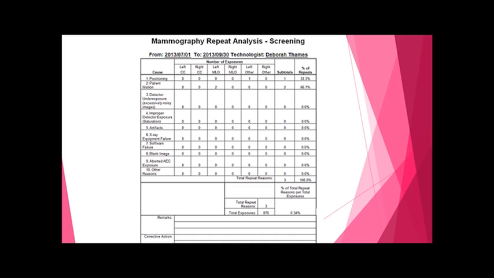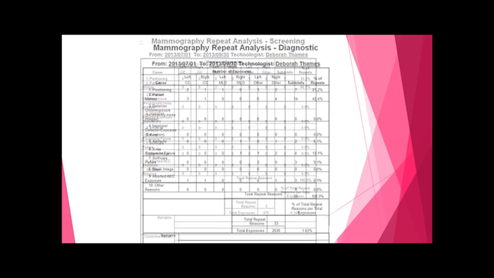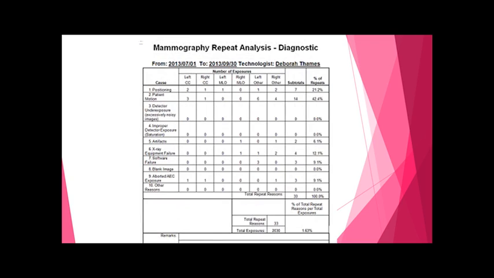Out of 876 total exposures in screening mammograms in 3 months, you could see my repeat rate is 0.34. I've done it a long time, so my repeat rate's a little bit lower. Here it is in diagnostic mammograms. I did 2,030 images in 3 months, and my repeat rate was higher, 1.63, which is still under 2%. We do still try to keep diagnostic imaging under 2% as well, but it only counts for screening.